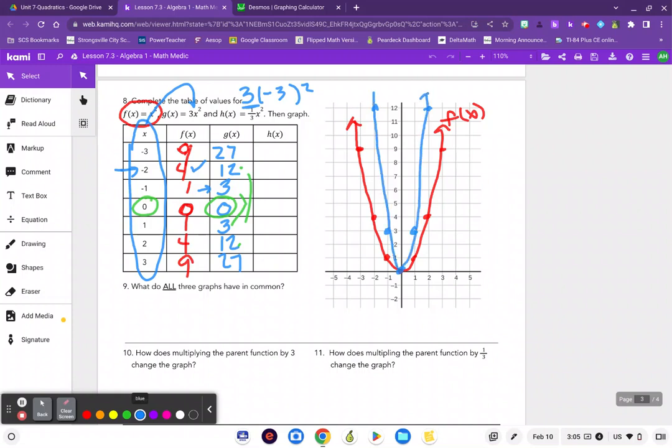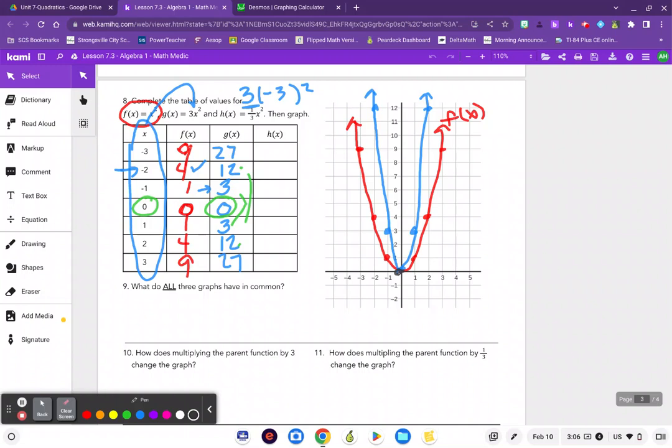So in the last lesson, we talked about shifting up or shifting down. We talked about shifting left or shifting right. It does not feel like I shifted, like I did not move up, down, left, or right. I know that because I still have this vertex at 0, 0, so that didn't change. But this graph looks like it's skinnier, right? It's more narrow than the red graph, the parent function.